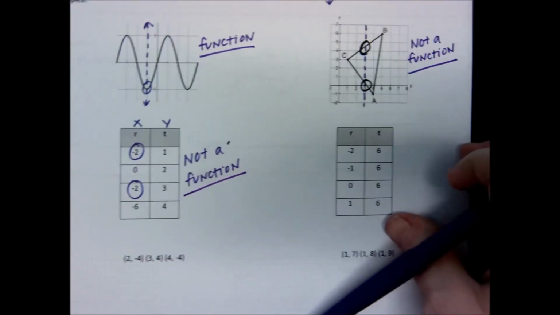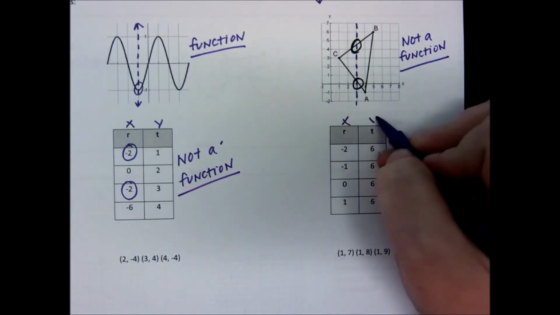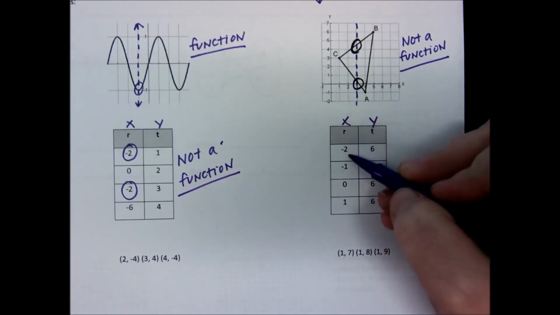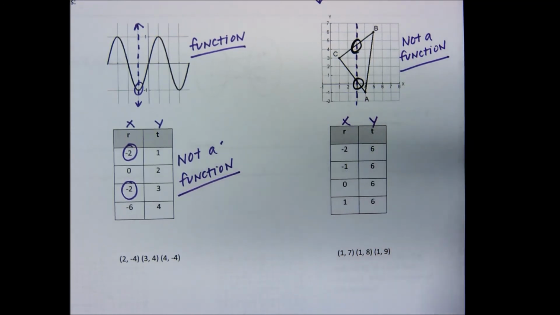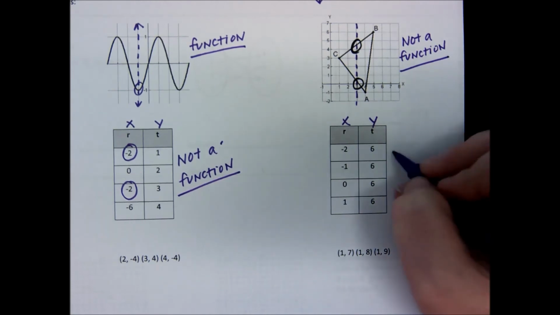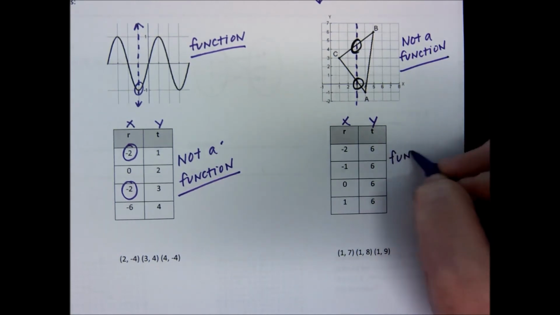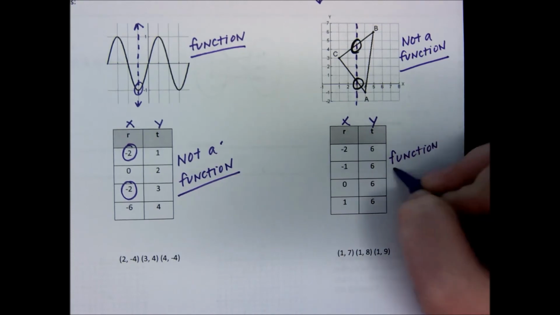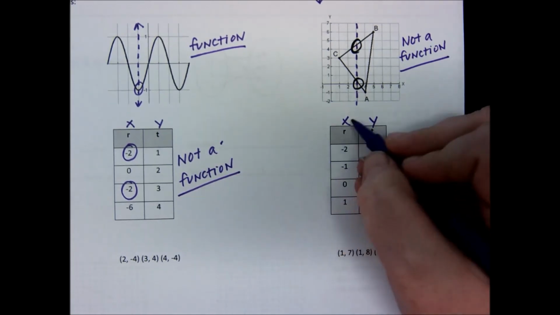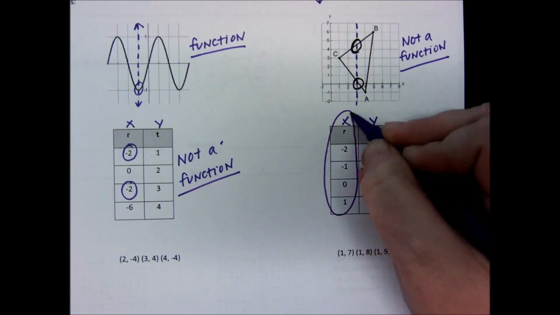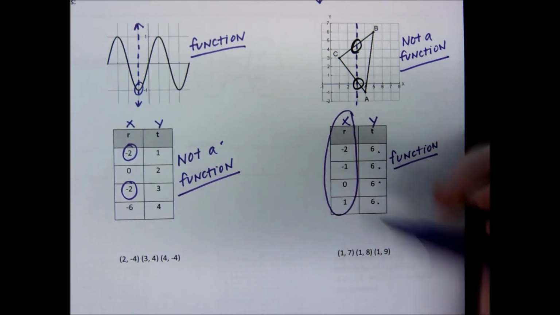Let's look at the next one. This is my x column, this is my y column, and I'm looking at these numbers right here. Did any of these numbers right here repeat? Well, I have a -1 and a +1, but those aren't the same numbers, so nothing repeated. So this is a function. It did not matter that my 6 repeated over and over again on the y, because I'm only looking at my x values. I don't care about my y values when I'm trying to decide if it's a function.